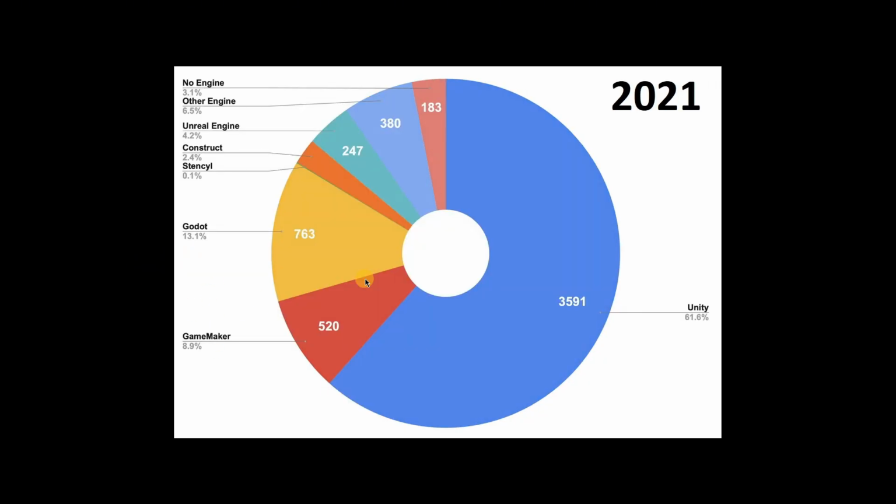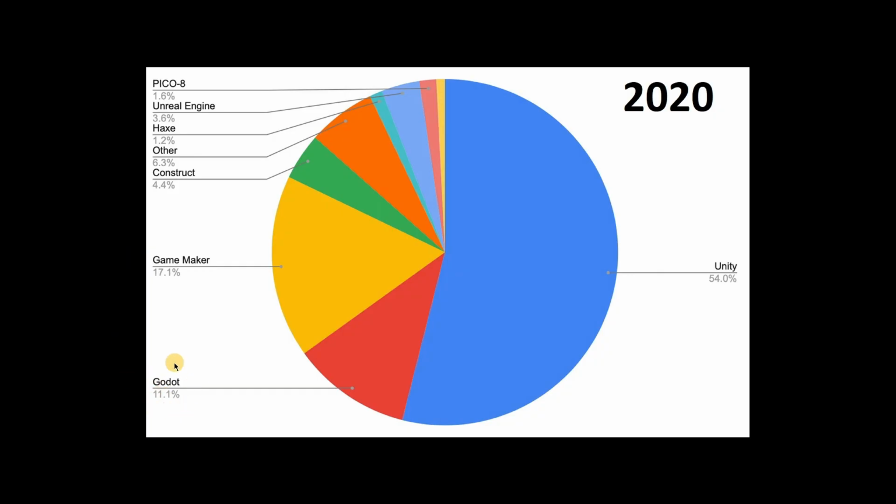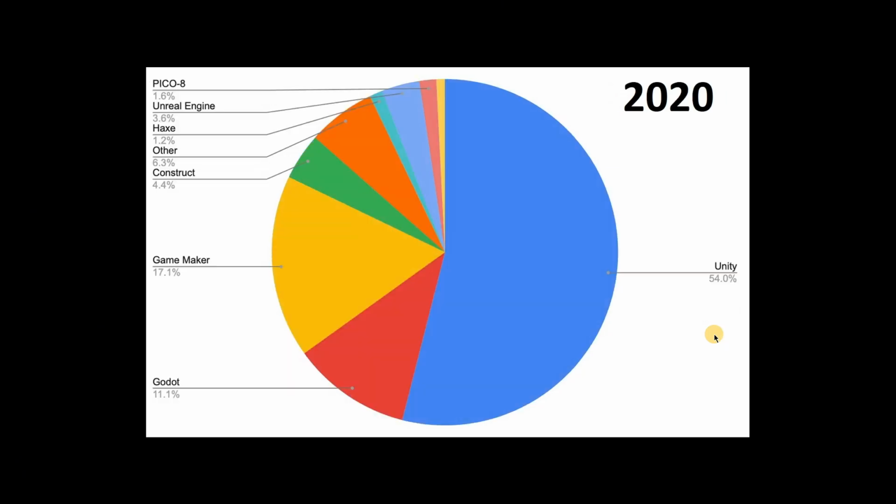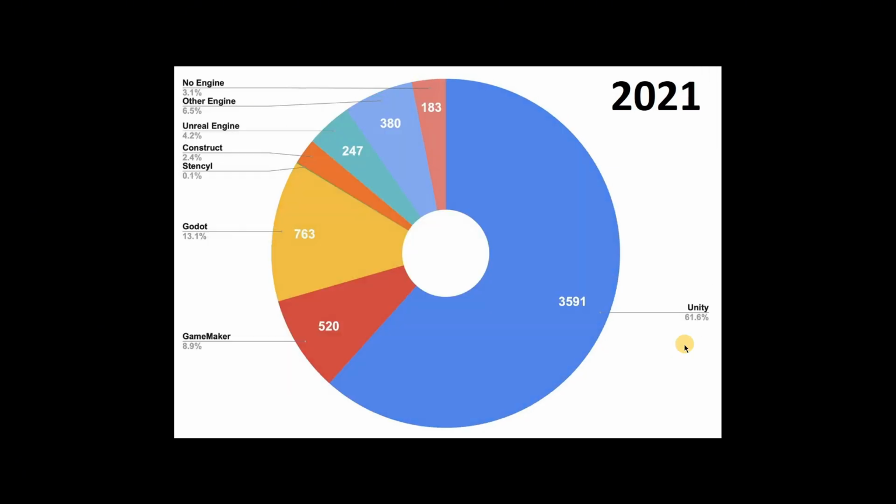In 2021, there is a small improvement in Godot because now it had 13% instead of 11%, so we have 2% more people that use the Godot engine in the GMTK Game Jam 2021. But at the same time, we had something like 7% more people using Unity, because we passed from 54% to something like 61%. But in 2021, it seems that a lot of people actually started using Godot, or at least migrating from other engines to Godot.